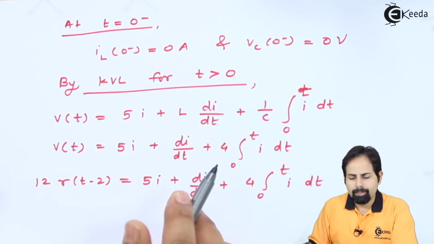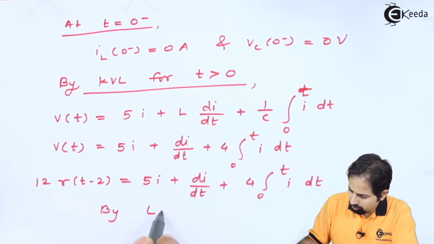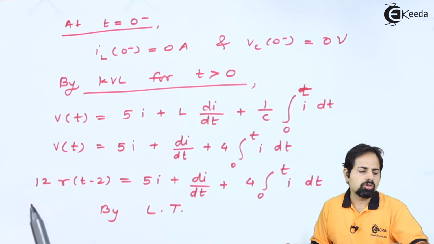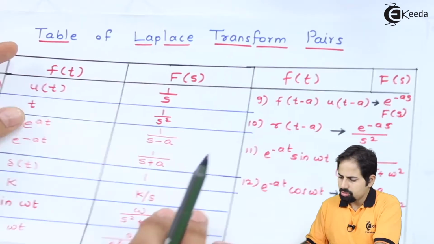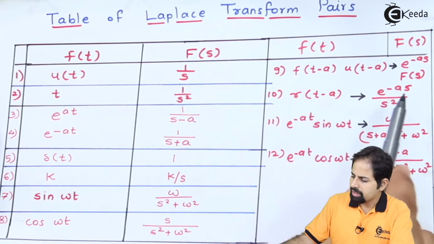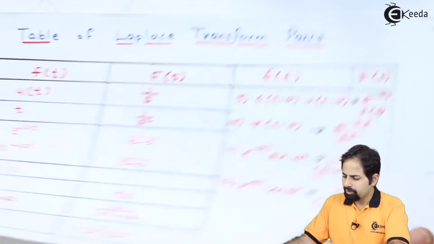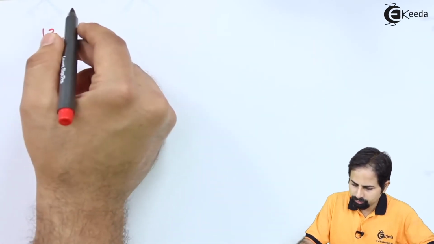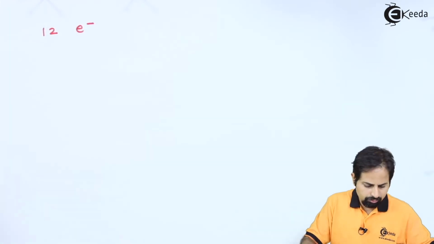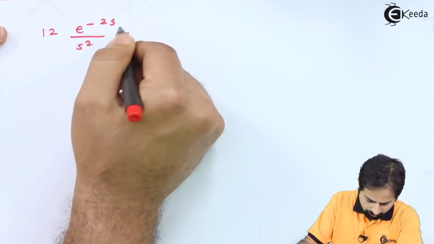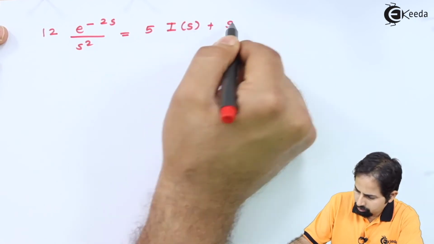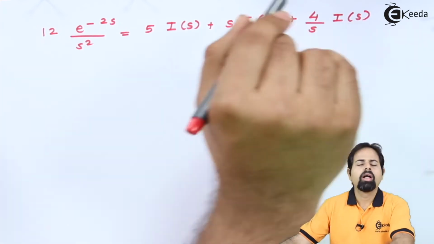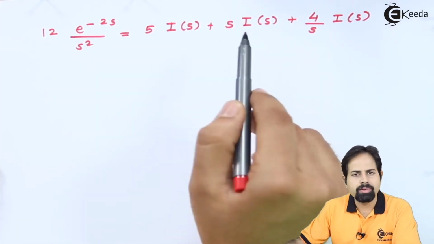And now it's time to apply Laplace transform. So I'll write by Laplace transform. You can see this signal is delayed ramp signal. So we have a formula for it, which already I showed to you. So this is the formula. R of t minus a is e raised to minus as upon s square. So applying Laplace transform will yield... well, as there are no initial conditions, it is quite simpler in this case.